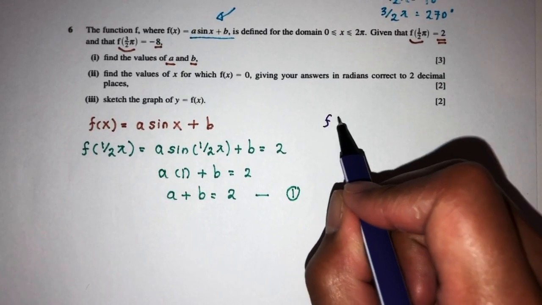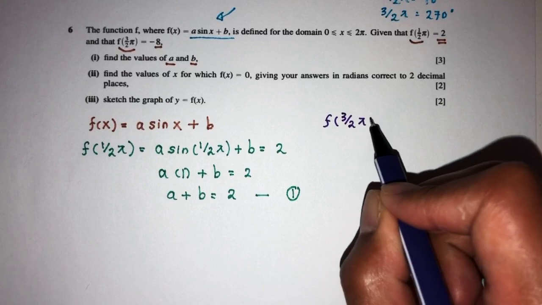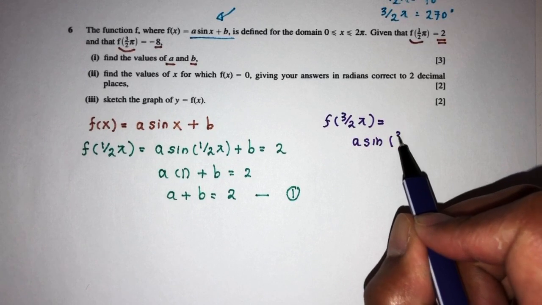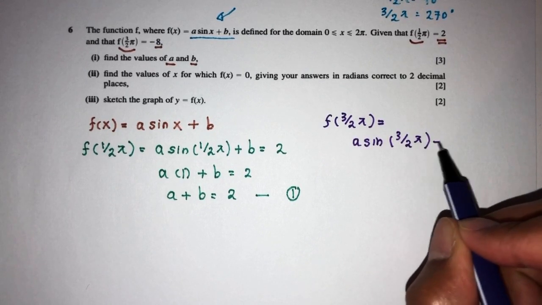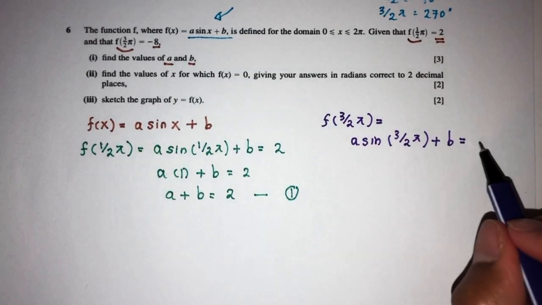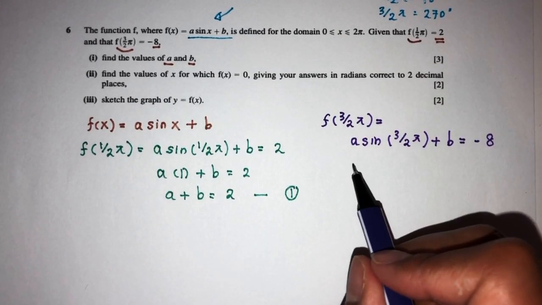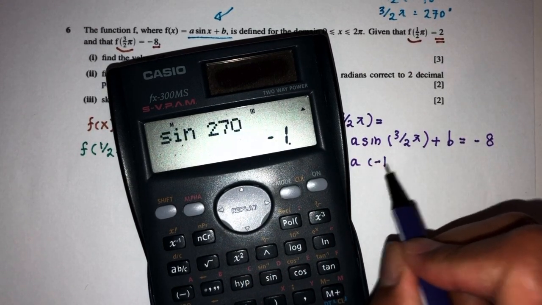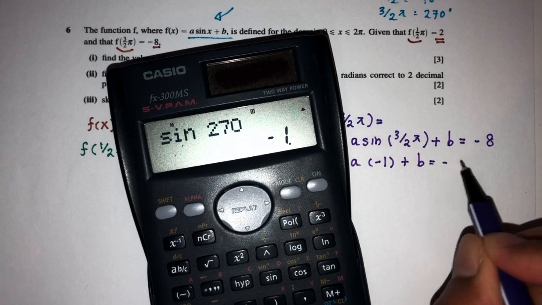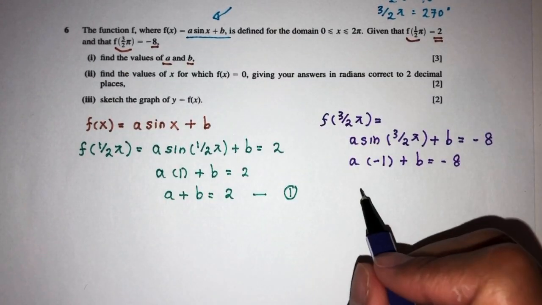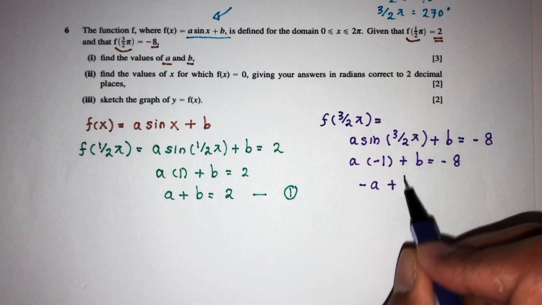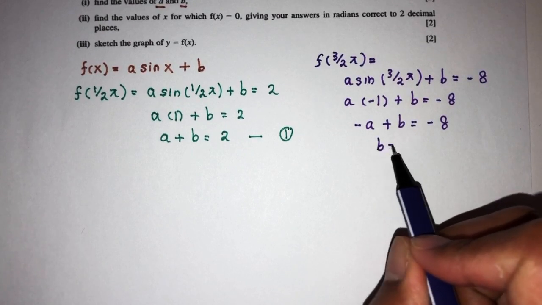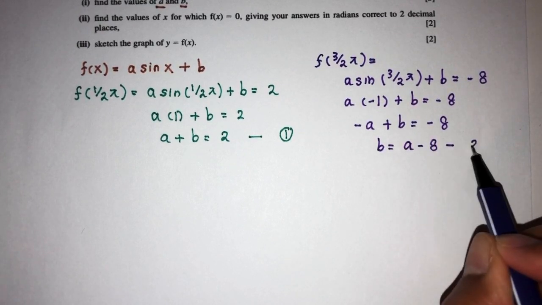Here we have f of 3 over 2 pi is equal to, same thing, same steps. We have a sine of 3 over 2 pi plus b, that will be the value of minus 8. Right, that will be a sine of 270, that will be minus 1, plus b, that will be minus 8. So let's have a look. That will be minus a plus b, that will be minus 8. And we can make b become the subject, so b will be a minus 8. That is my equation number 2.